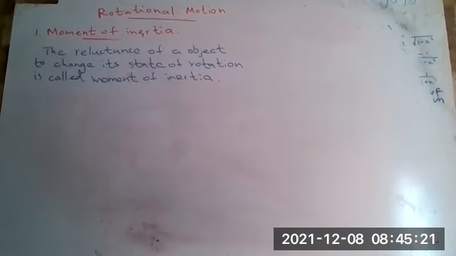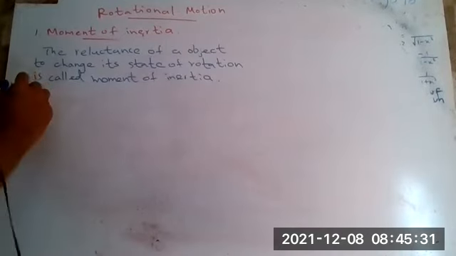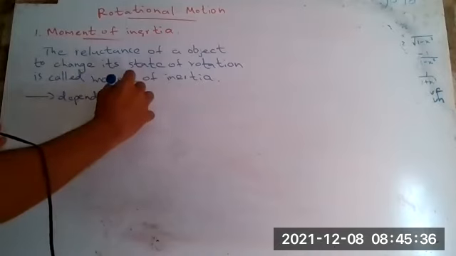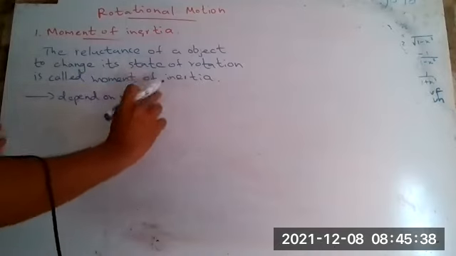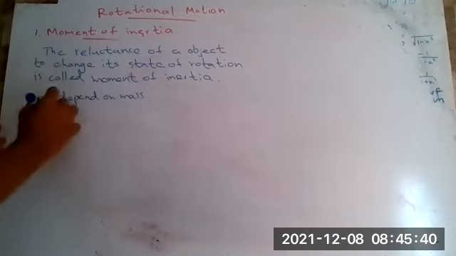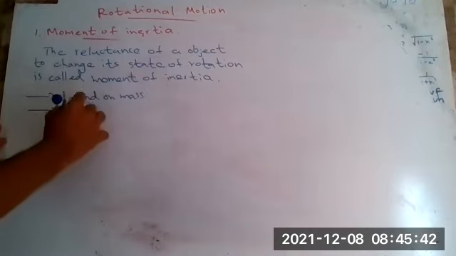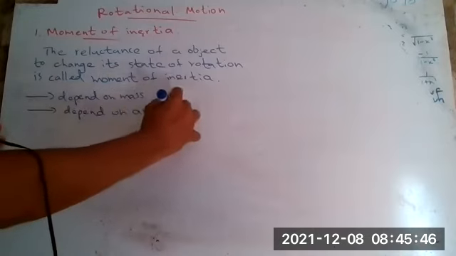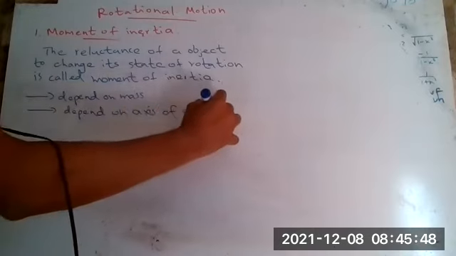So this moment of inertia depends on two things. What are the two things? Mass distribution and the axis of rotation. So it depends on mass distribution, and it depends on the axis of rotation.